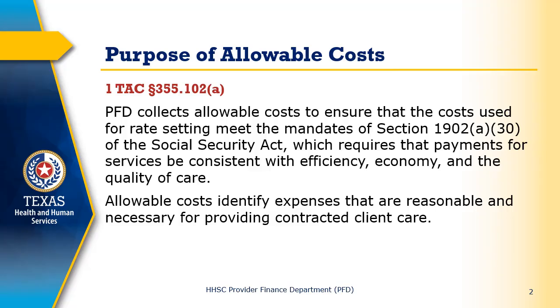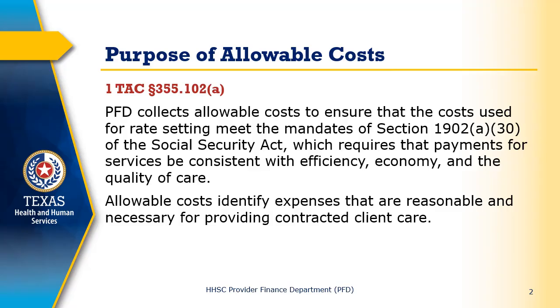In accordance with TAC Rules Section 355.102A, PFD collects allowable costs to comply with established regulatory guidelines. Adherence to Section 1902A-30 of the Social Security Act requires that payments for services prioritize efficiency, economy, and the quality of care. Allowable costs serve as a framework for identifying expenses essential to providing contracted client care in a responsible manner. By identifying allowable costs, PFD ensures that expenses deemed reasonable and necessary directly support the provision of contracted client care.